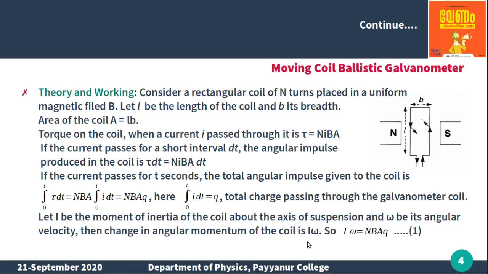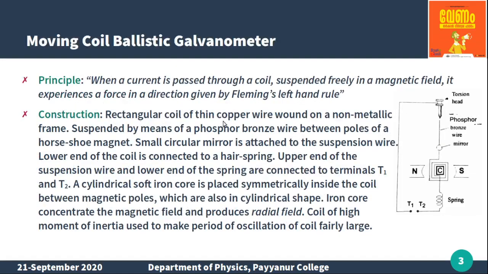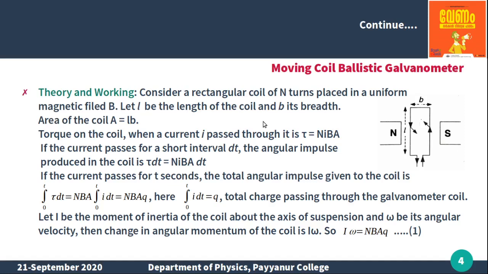So we covered the principle, then we covered the construction. Now we will go to theory. Now we will consider that the rectangular coil that we made, the copper wire that we wound on a non-metallic frame, has n turns. We wound it n turns. And this is placed in a uniform magnetic field. Now we are considering, as we already learned in the previous lecture, that the length of that rectangular coil is L and breadth is B.